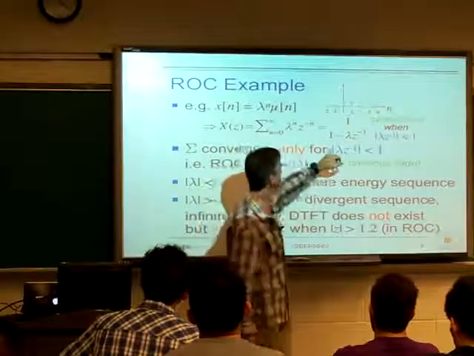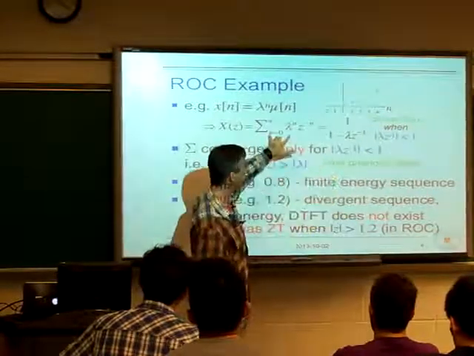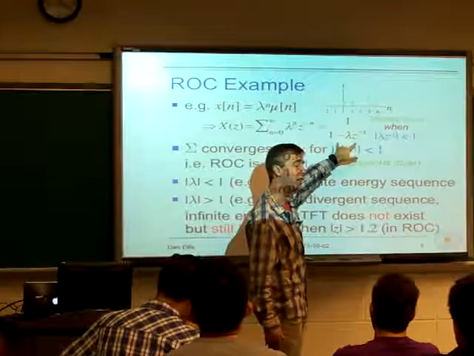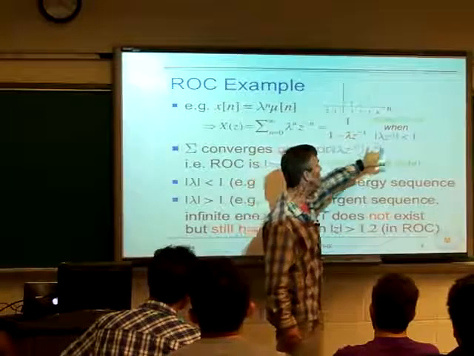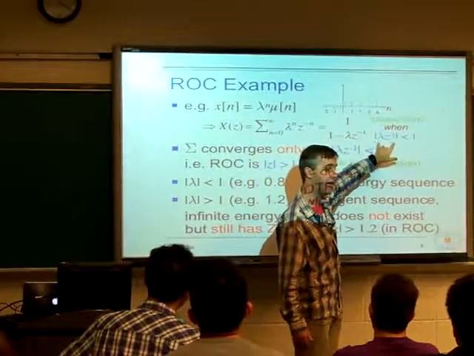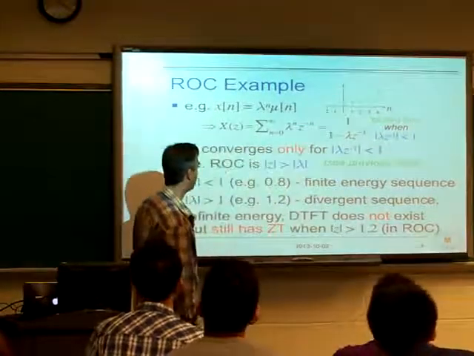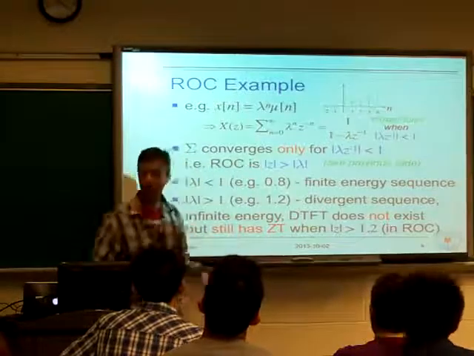So provided lambda z to the minus 1 is smaller than 1. So this is actually what the z transform is. That's the definition. Here we have a closed form expression that will give us its value, but only for certain values of z, only for values of z that conform to this constraint. And so we tried to evaluate this.